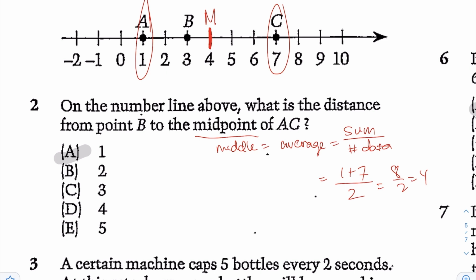We can call that M. So you want the distance from point B to the midpoint, or M. So this distance is just 4 minus 3, or 1. That's choice A.